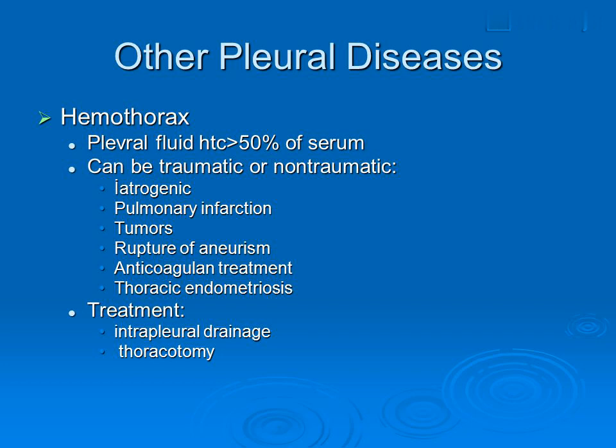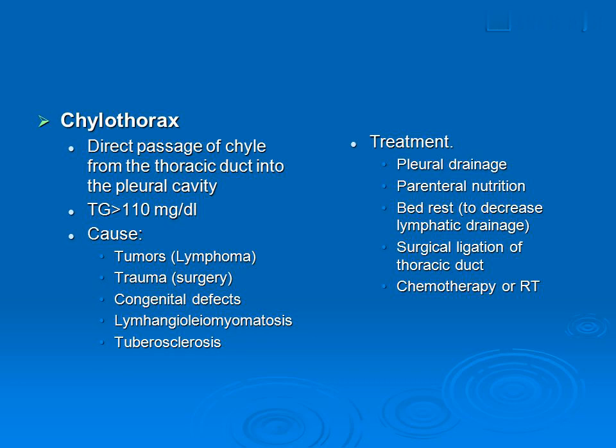Hemothorax: pleural fluid hematocrit 50% of serum. Can be traumatic or non-traumatic: iatrogenic, pulmonary infarction, tumors, rupture of aneurysm, anticoagulant treatment, thoracic endometriosis. Treatment: intrapleural drainage, thoracotomy. Chylothorax: direct passage of chyle from the thoracic duct into the pleural cavity.